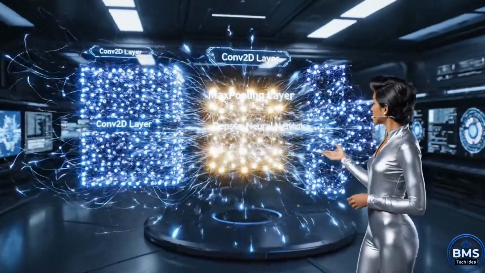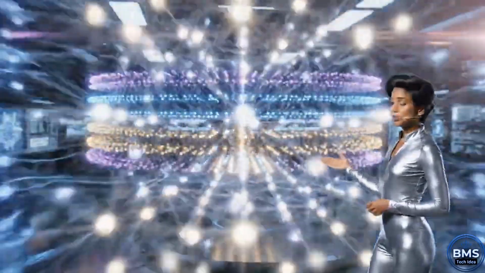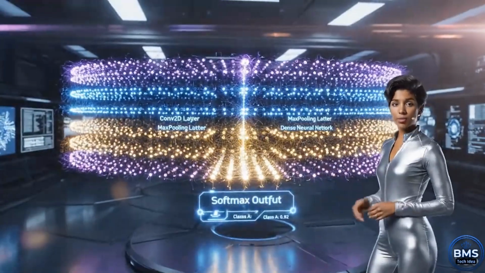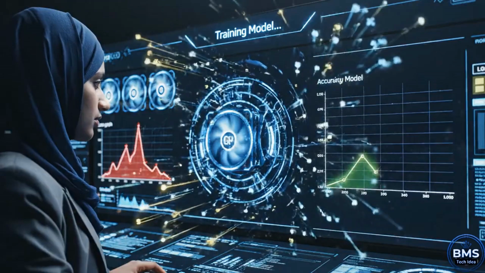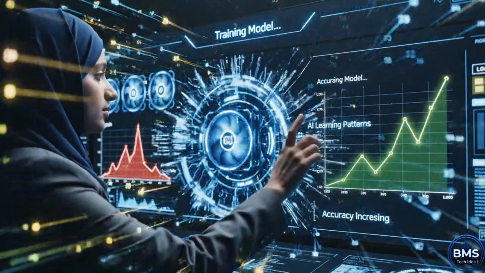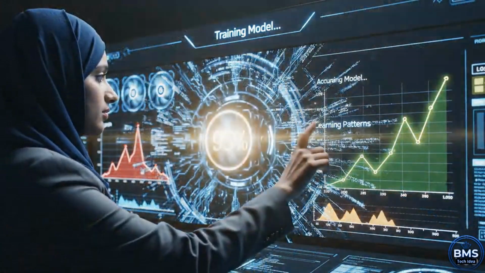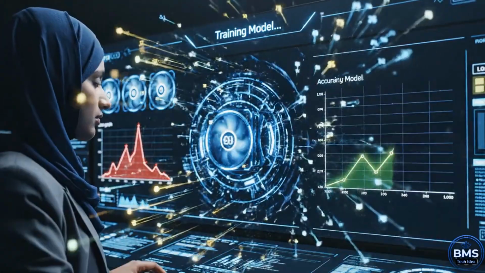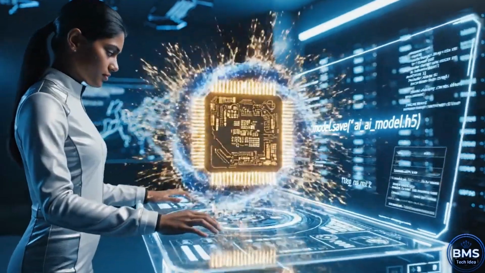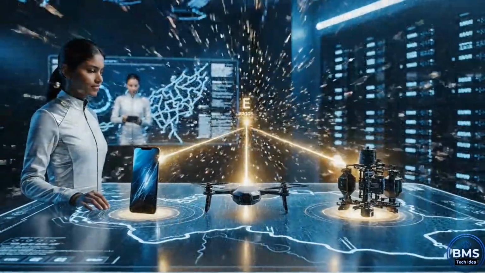Our convolutional neural network learns visual patterns through multiple layers, enabling accurate handwritten digit classification. During training, the neural network continuously improves its understanding of handwritten digits by adjusting internal parameters. After training, we save the model so it can later be deployed on edge devices.